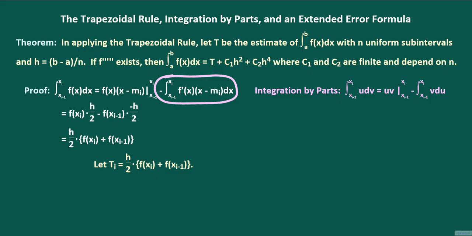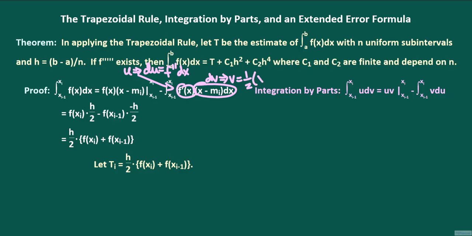Applying and reapplying integration by parts is going to be a theme within the proof. For this integral, let u be equal to f prime, so that du is f double prime dx. dv is (x minus m sub i) dx, so that v equals half of (x minus m sub i) squared. The error integral becomes minus half of f prime of x times the square of (x minus m sub i) evaluated on the interval, minus the integral of v, which is half, which we have just factored out, times the square of (x minus m sub i) times f double prime.